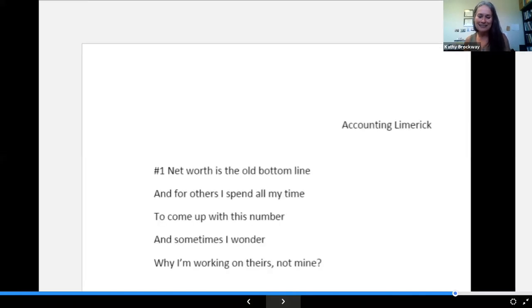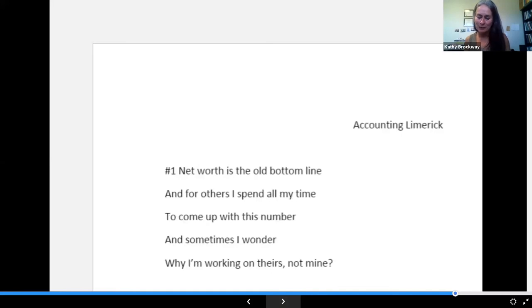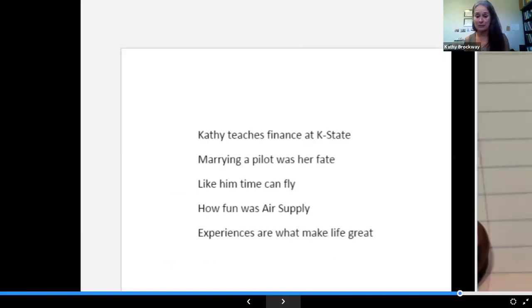I wanted to hit this one. Net worth is the old bottom line. And for others, I spend all my time to come up with this number. And sometimes I wonder why I'm working on theirs, not mine. It's just amazing when you throw this out, the students are eager to do this.